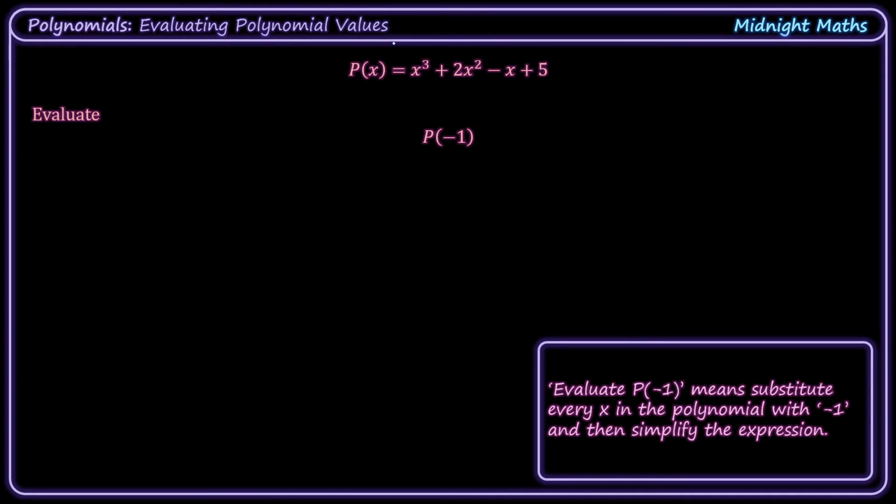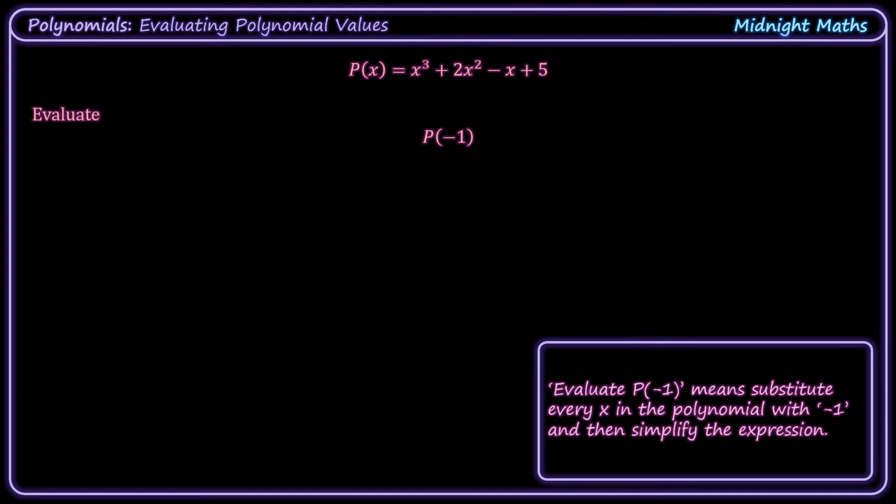Evaluating polynomial values. The question is saying evaluate p of -1 in this polynomial up here. You might be wondering, what is that? What does that even mean? So a good way of thinking of it is just substitute every x. This is saying to substitute every x in the polynomial with -1. Whatever's in here is going to get substituted into the polynomial. And then after that, once that's done, that's the hard step, and after that it's just simplifying the expression down.